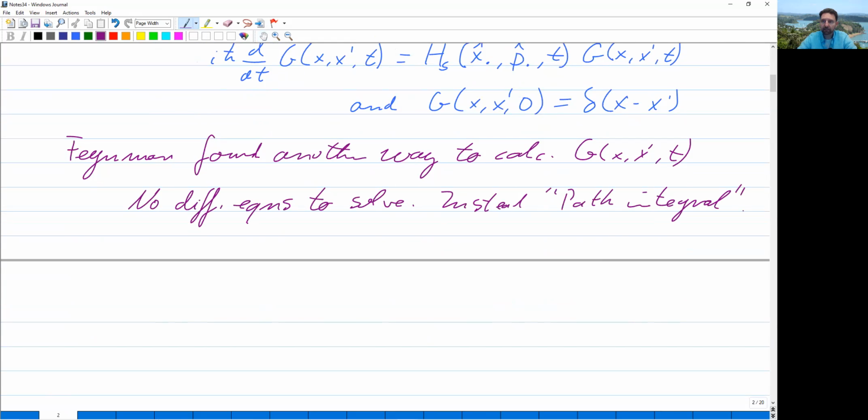As we will see, this is more than just a technical trick. This is deep. This is more than a technical trick.